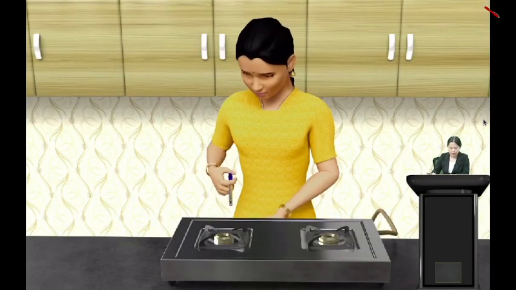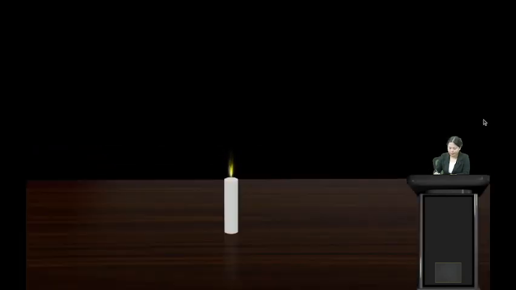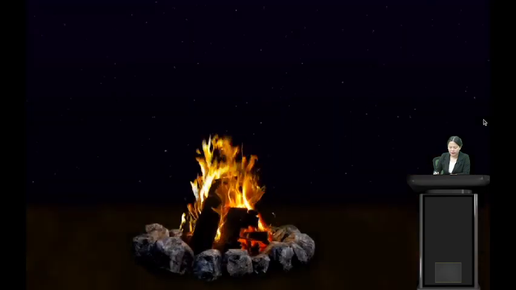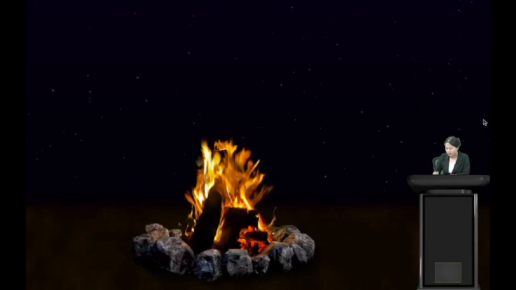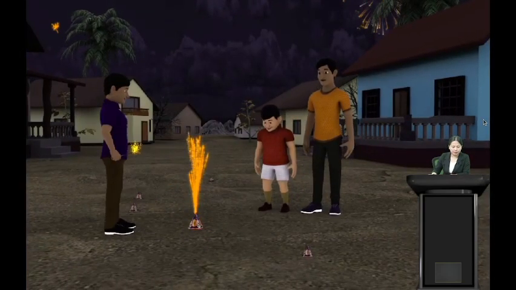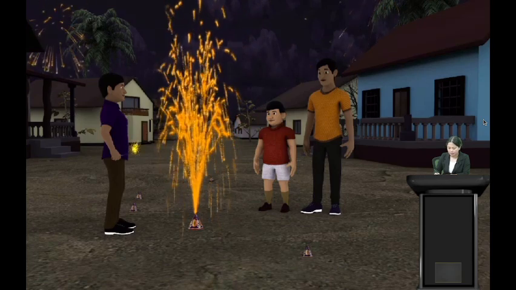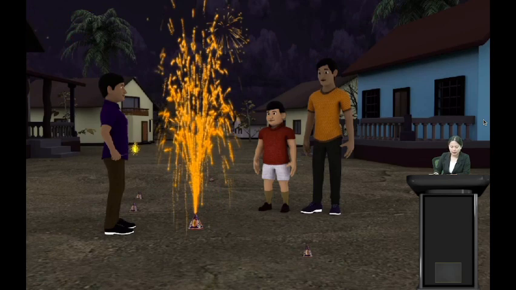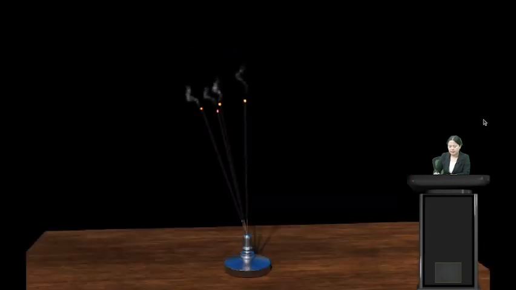Here we see a girl lighting a stove and it starts to burn. Here we see a candle burning. Here we see firewood burning. Then here we see some boys playing with firecrackers, and it is burning. Yes, students. The next example we have here is methane gas. Okay, methane gas, it's burning. And we have the incense burning.